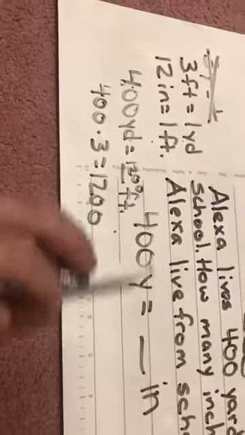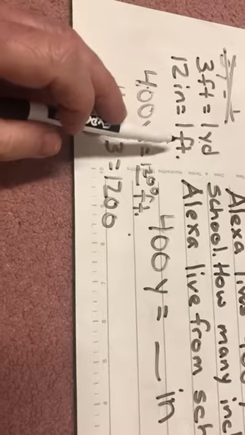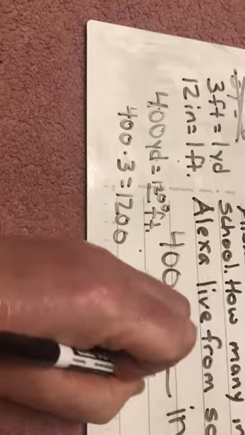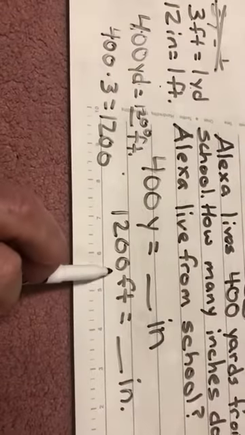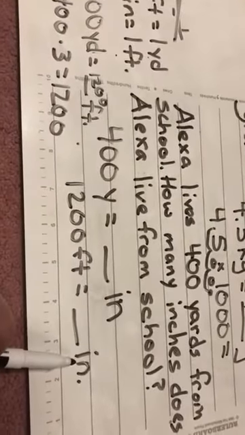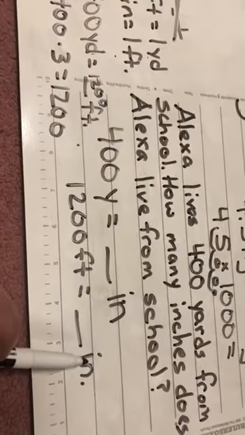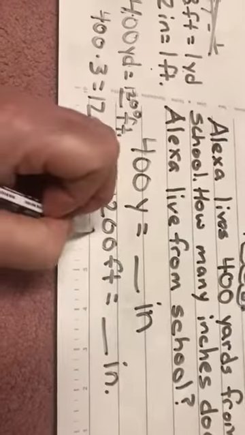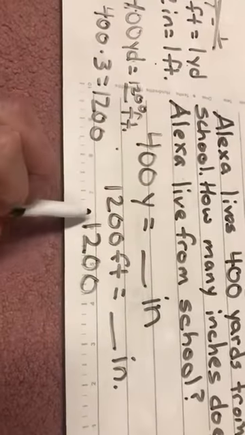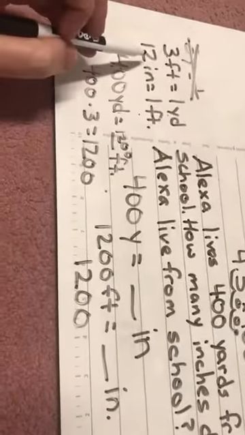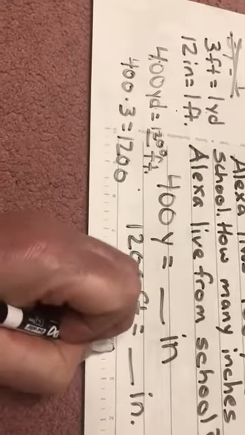But I need to turn that into inches. I know that 1 foot equals 12 inches. So now I need to take my 1,200 feet and turn it into inches. Well, since 12 inches makes 1 foot, I know that 1 foot is bigger than 1 inch. So once again, my measurement is getting smaller, which means my number is getting bigger. So I'm going to multiply. Well, what's my multiplication problem going to be? Well, it's going to start with 1,200. And since there's 12 inches in 1 foot, I'm going to be multiplying 1,200 by 12.